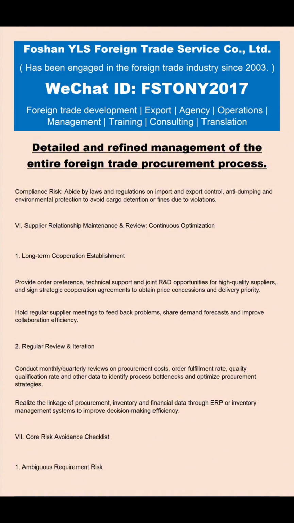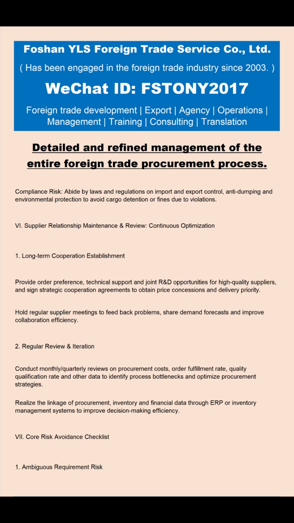2. Regular review and iteration. Conduct monthly, quarterly reviews on procurement costs, order fulfillment rate, quality qualification rate, and other data to identify process bottlenecks and optimize procurement strategies. Realize the linkage of procurement, inventory, and financial data through ERP or inventory management systems to improve decision-making efficiency. VII. Core risk avoidance checklist.